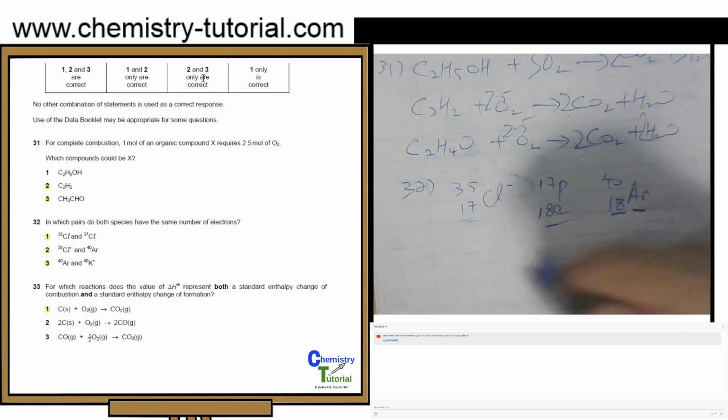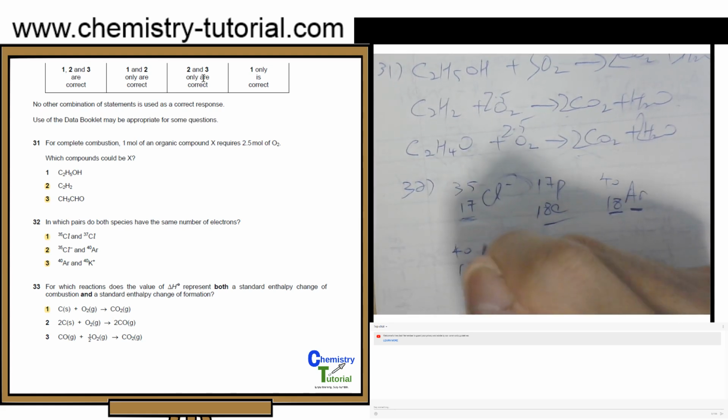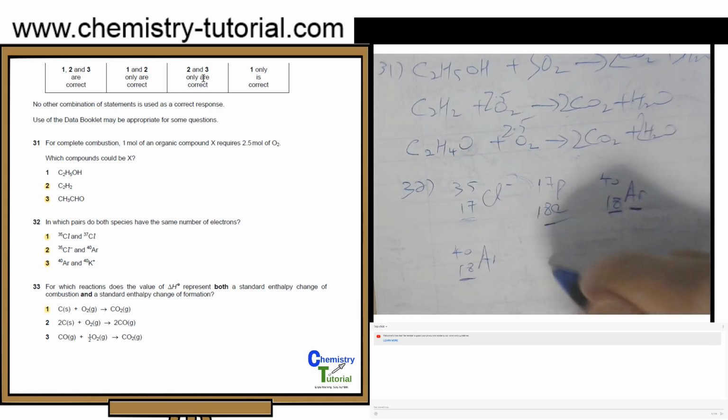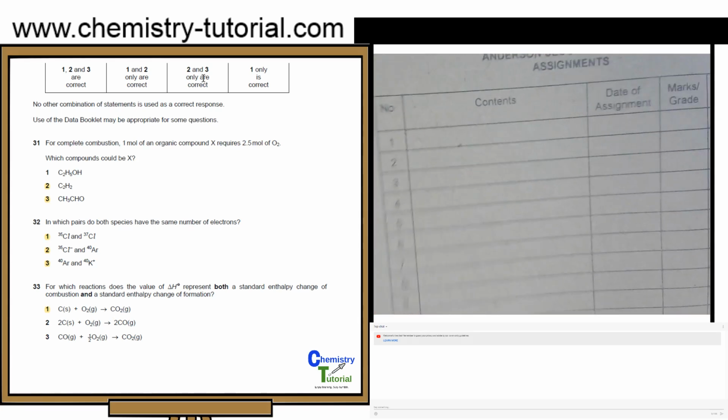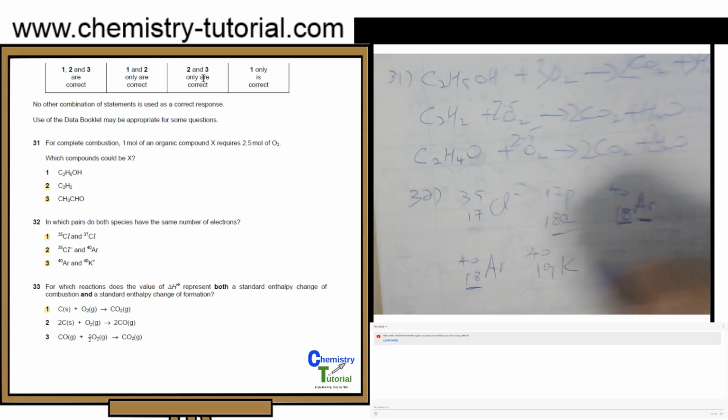For option 3, we have 40, 18 Ar, 18 here, alright. But for potassium, you have 40 K, right? So let me check for potassium. I think it's 19, yeah, 19 K.